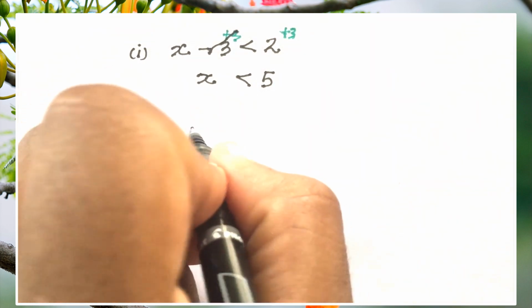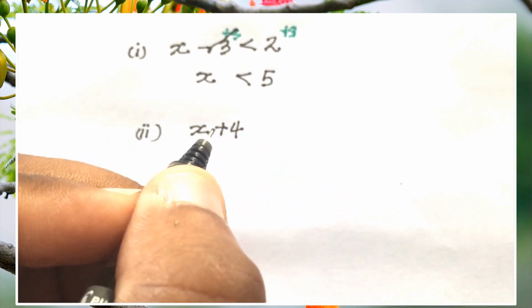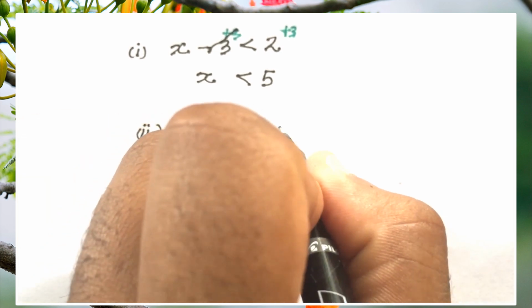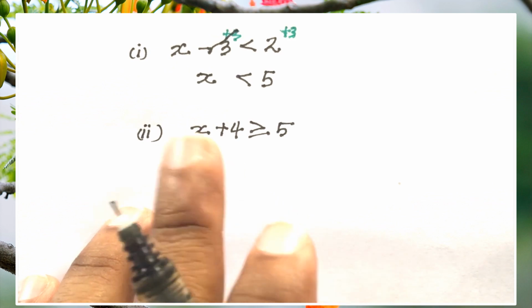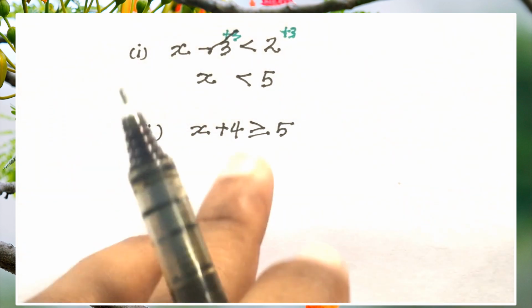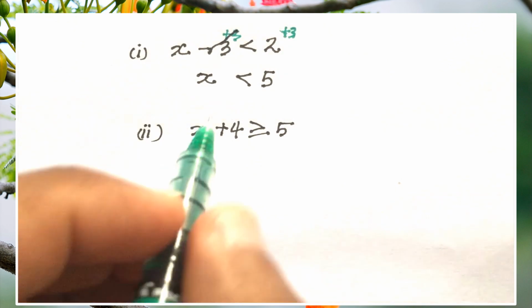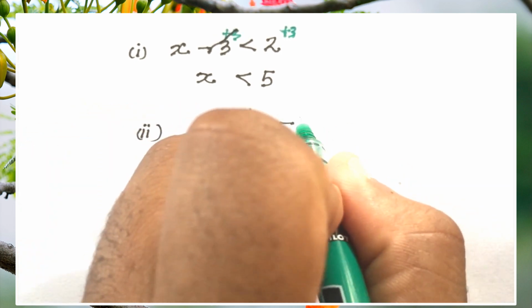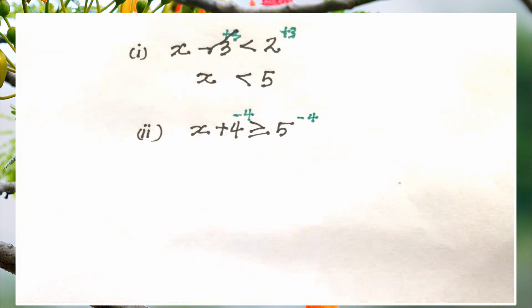That will be x plus 4 is going to be greater than or equal to 5. Good. So we need x to be by itself, so we need to get rid of this plus 4. What's the opposite of adding 4? Subtracting 4. So we need to do that to both sides. Minus 4 on the left and minus 4 on the right. And we're going to work that down now.